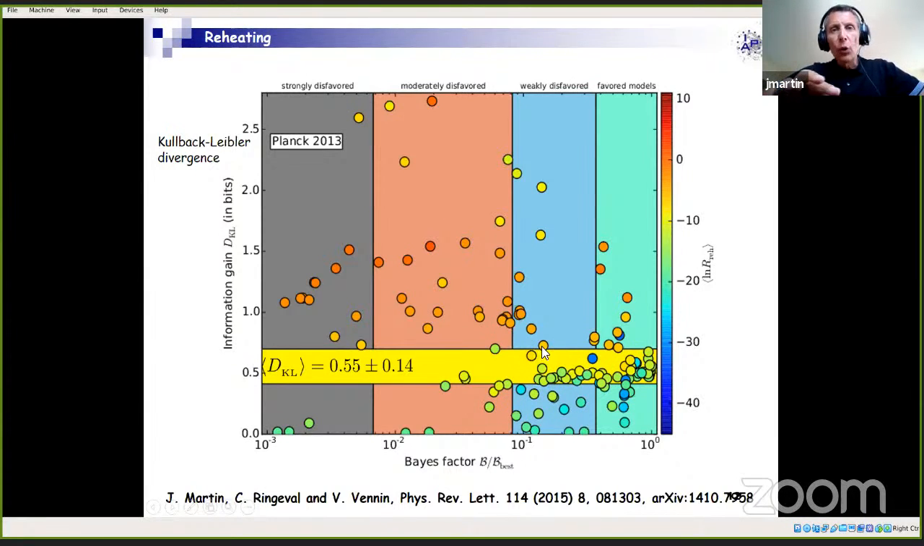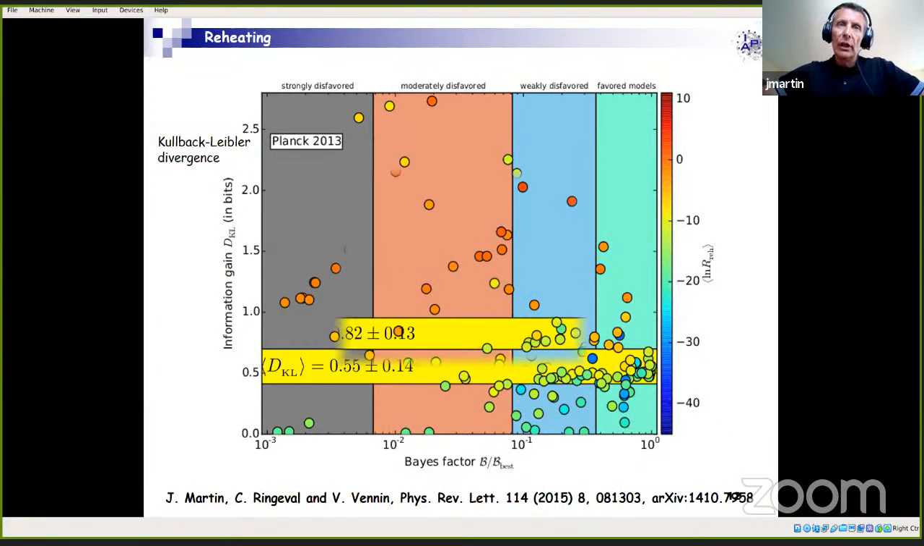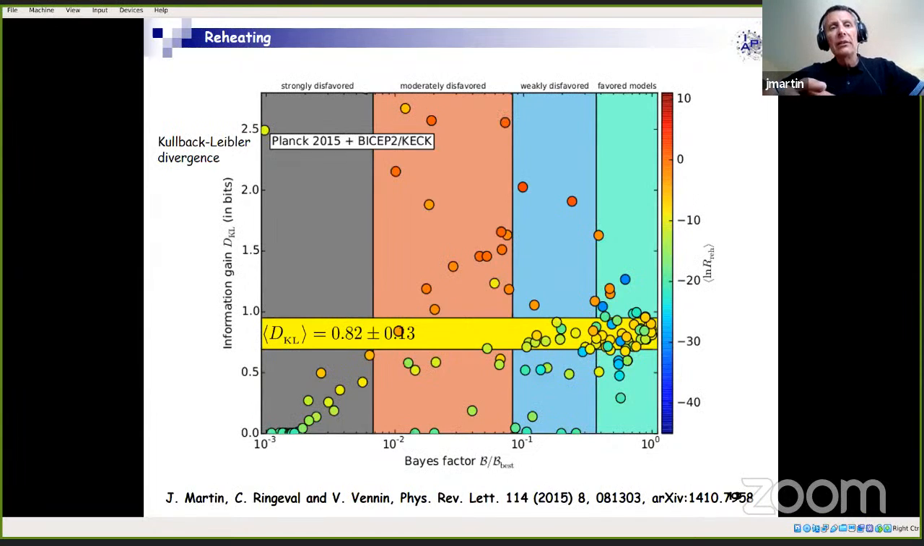And each point here is again one among hundreds of single field slow roll models. And here the yellow band represents the mean value of this Kullback-Leibler divergence. And you find a quantity of information which is something like half a bit. And if you go now to Planck 2015, you find that this value is almost 1. So in fact, there is an increase of 40% on the constraints that we have on reheating from Planck 2013 to Planck 2015. And so we have some constraints on reheating, and they are quite model dependent, I should say, and they are mild.